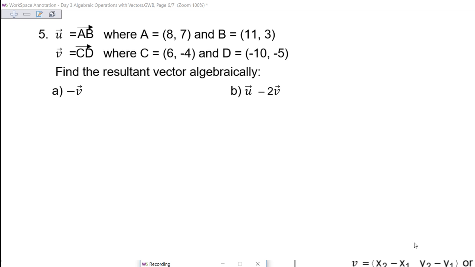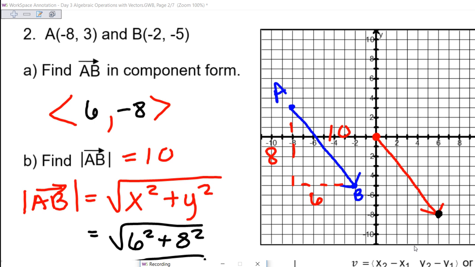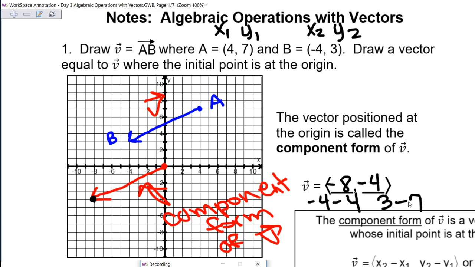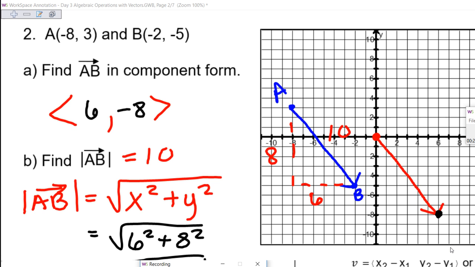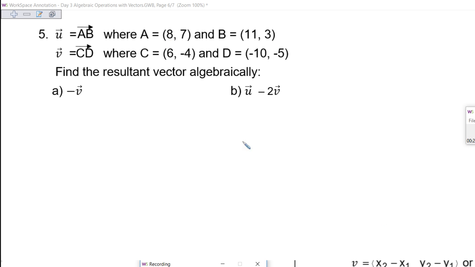So the first thing we need to do is find the component form, which takes us back to the very beginning. This formula in the middle of your page is the formula we need to use to find the component form. It's the difference of the x's, the difference of the y's from the two ordered pairs we're given. So we need to use points A and B. I'm going to label them x1, y1, and x2, y2. And I'll do the work down here.